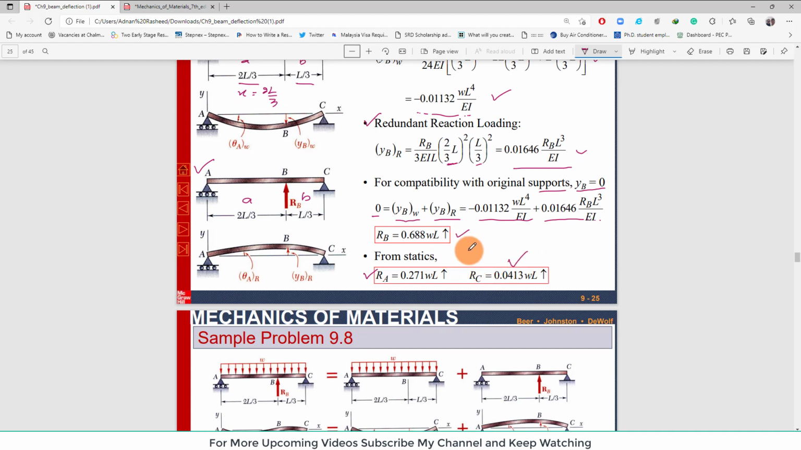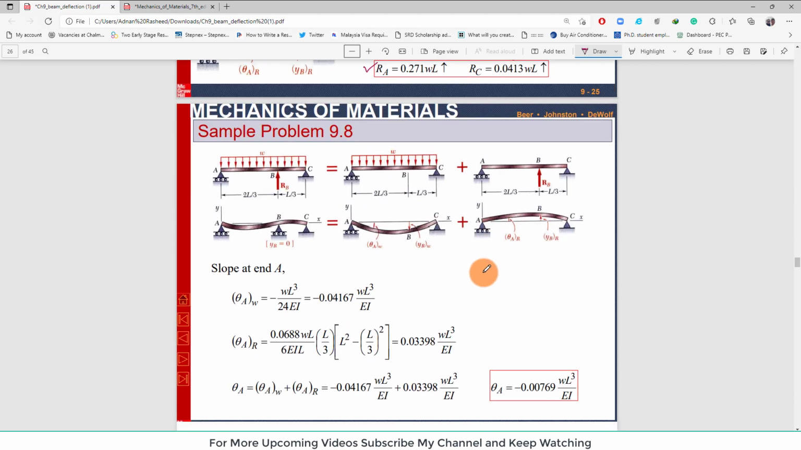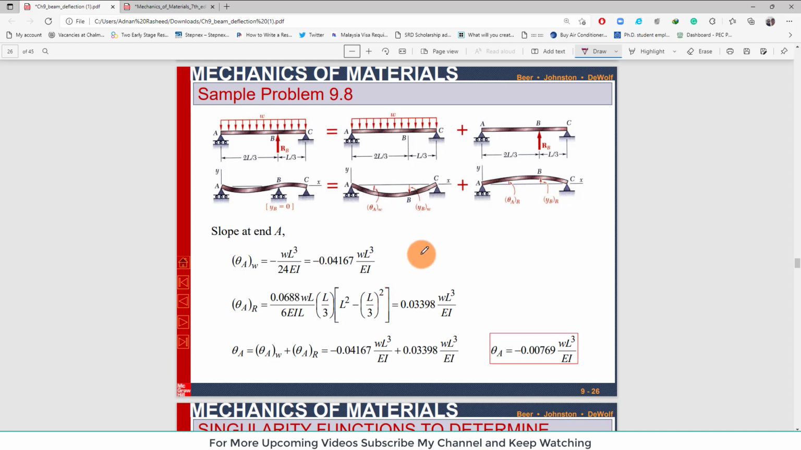This is very easy. You can solve it by yourself. Clear? So you will get RA and RC. You will simply use the static or method of equilibrium to find RA and RC. Clear? Now we will move further in order to find the slope at point A, because it is given that you have to find the slope at point A. Similarly, slope at point A is equal to, this is loading 1 and this is loading 2.